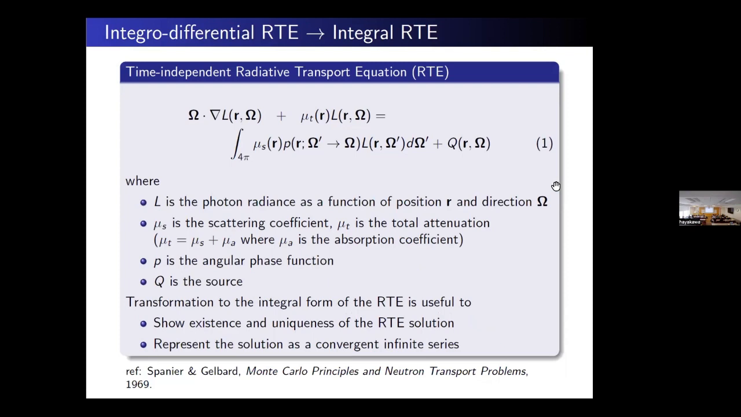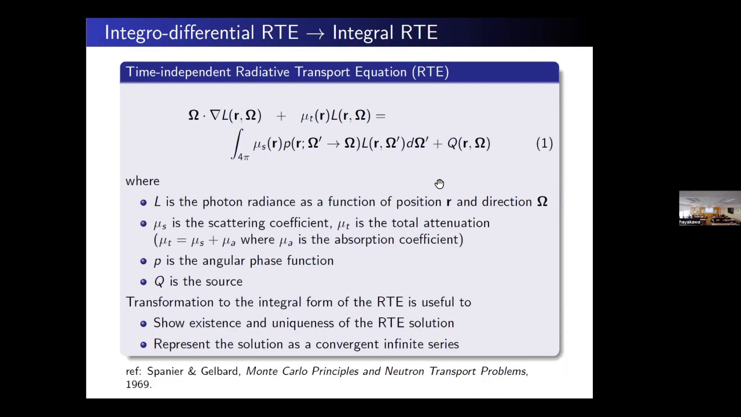So how do we do that? So we start, I've seen this time and time again. I think we're all using the same terms. So we have L is the radiance. We have, I try to bold when it's a vector. So r is a position vector. Omega is an angular vector. We have mu_s and mu_a and mu_t. mu_a plus mu_s is mu_t, total attenuation. p is the angular phase function.